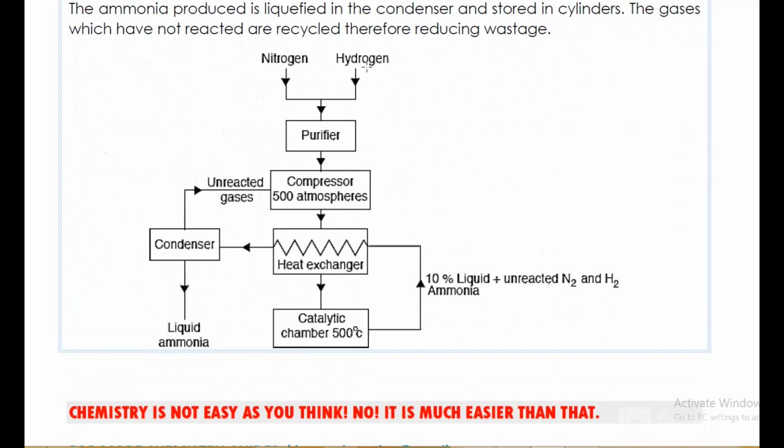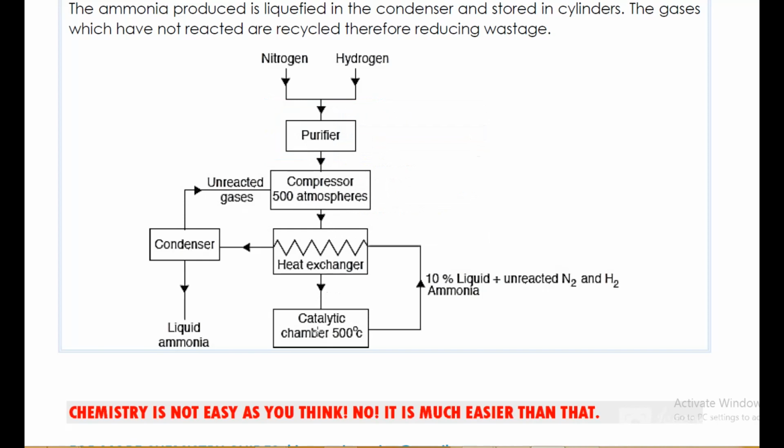Nitrogen and hydrogen, these are the raw materials. They get into the purifier. In the purifiers, the impurities are removed. And then the mixture of the two gases is compressed to 500 atmospheres.